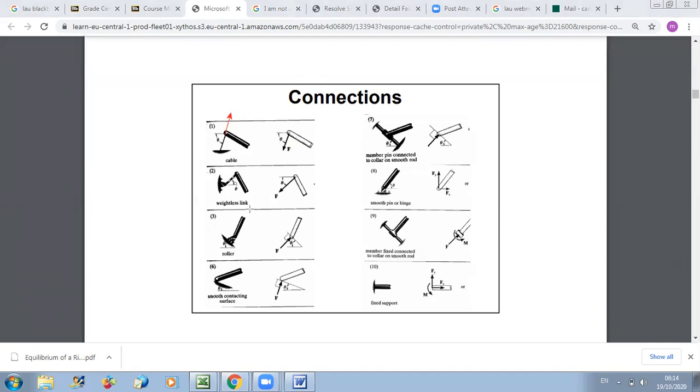Now, the main difference between a cable and a weightless link is that for the weightless link, the force can be tension, can be compression. So when you have a link, you might have a force of tension or a force of compression. So it can be in both directions. This is the only difference between cable and weightless link. And why they say weightless is very important, because if it's not weightless, you can have the reaction not along the link. So when they say weightless link, this means that the force should be along the link.